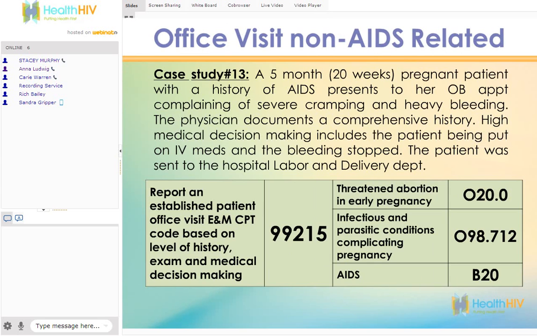Now, because this patient's condition was compromised because of the pregnancy, this is a high-level established patient visit, level 5. The principal diagnosis for this patient is O20.0. The patient's condition, AIDS, according to the coding guidelines, if the patient in question is pregnant and has the AIDS virus, the coding guidelines state that you have to report a code that establishes that. So that code is O98.712, and then you would also report B20 as the third code.